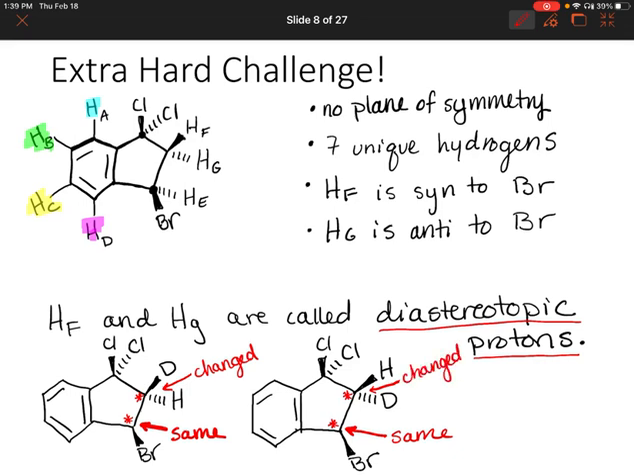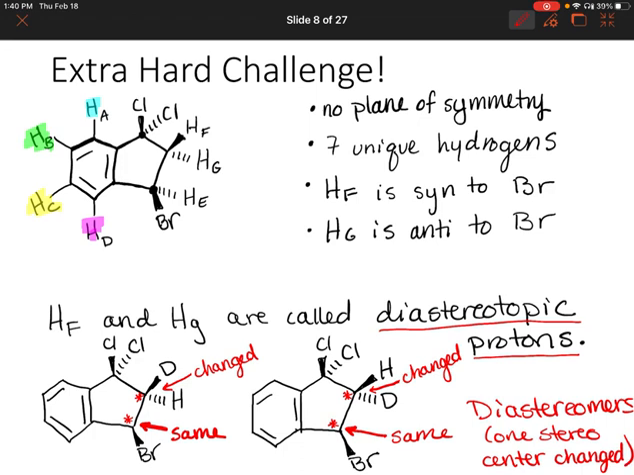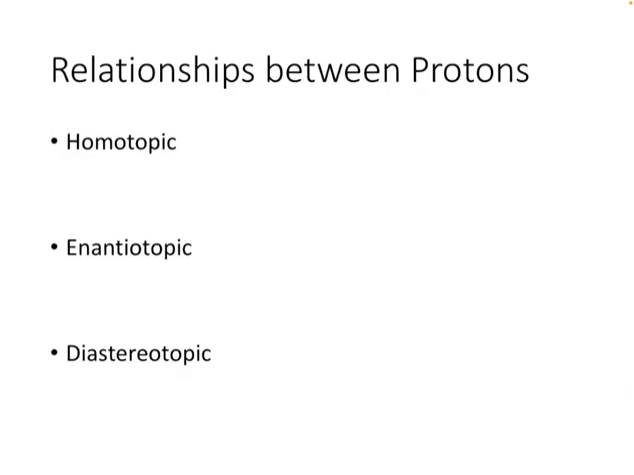So when we're comparing these two molecules, they are diastereomers because only one stereocenter changed. That means that the two hydrogens up above, HF and HG, are diastereotopic protons. So that's their relationship to each other. Okay, now let's look at some other relationships that can exist between protons.